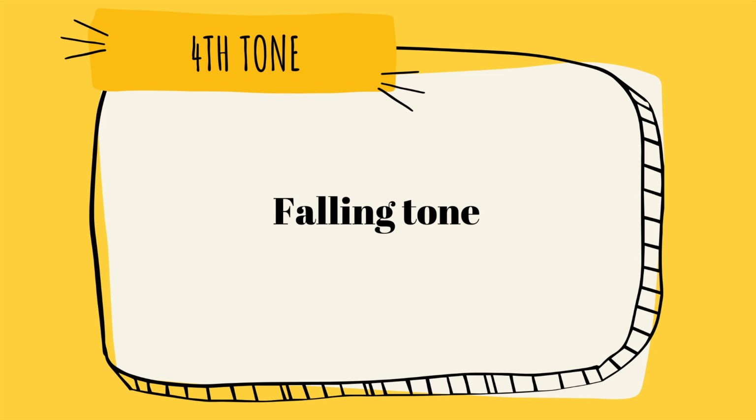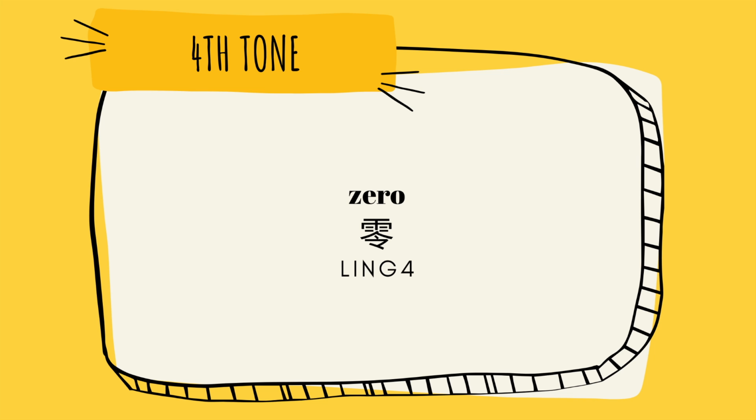The fourth tone is the falling tone, the lowest tone among the 6 tones in Cantonese. It starts from lower than the medium pitch and falls to a fairly low pitch. For example, 零.